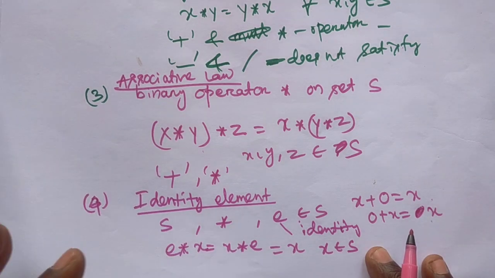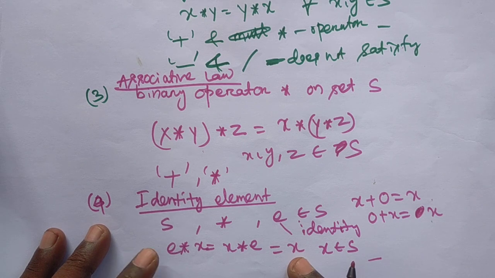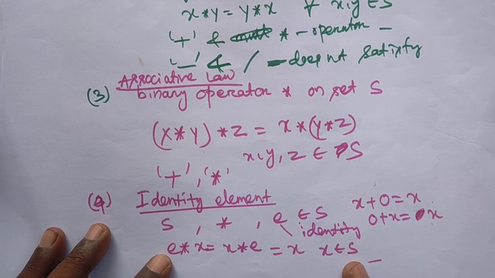E is an identity element. Whenever we add or multiply it with certain elements of a certain set, we get the same element. If x is an element, when we multiply or add it with this one, we get the same element. That is the identity element.